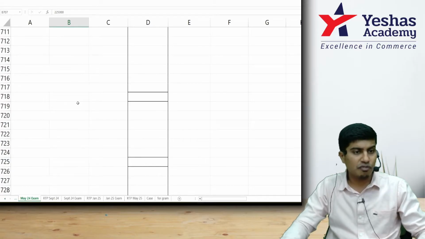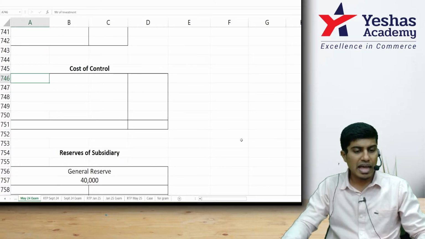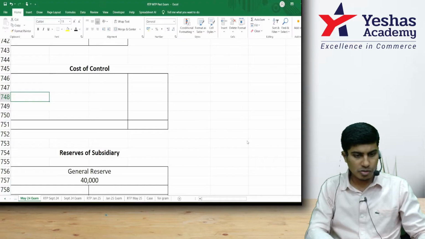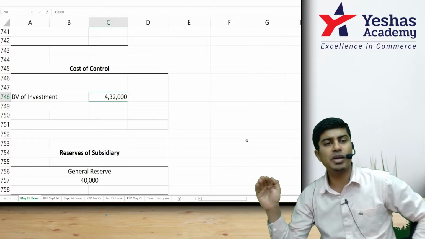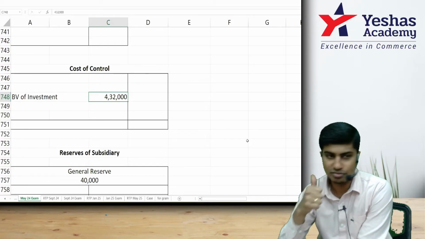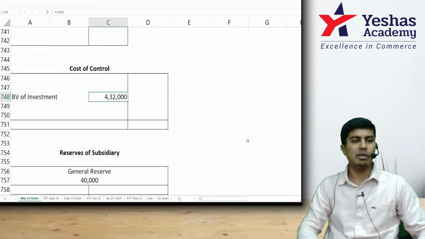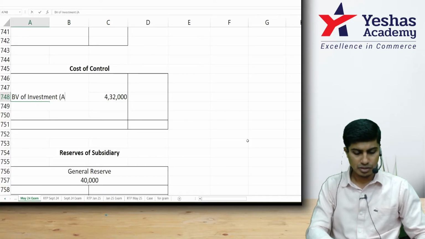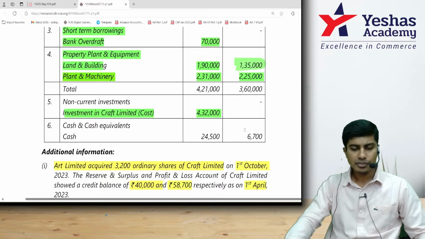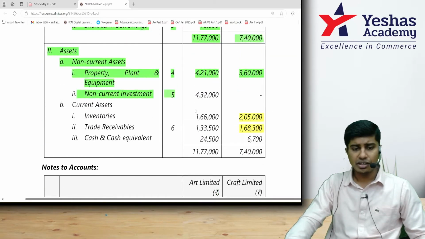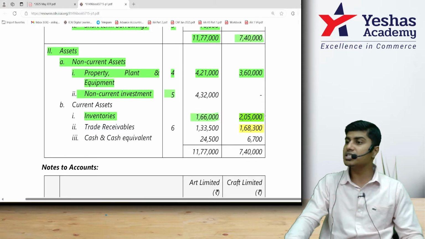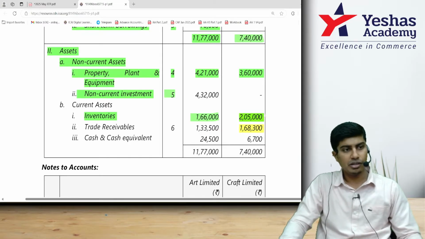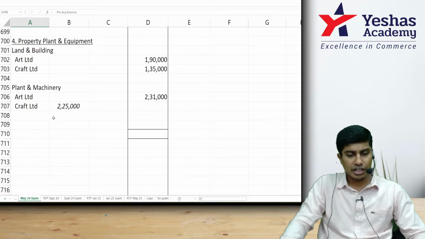This will go to our cost of control. You remember cost of control as book value of investment. How much is the book value of investment? 4,32. This stays in the inner column. Why? This has to be adjusted for pre-acquisition reserves. Understood? 4,32. Does this represent an asset or liability? Asset. Am I right? Then come back to the balance sheet again. What do we have after non-current investments? Inventories. Our inventory is 1,66,000, no problem. The subsidiary's inventory of 2,05,000 has unrealized profit which has to be eliminated. So I'll open one notes to accounts for inventories.